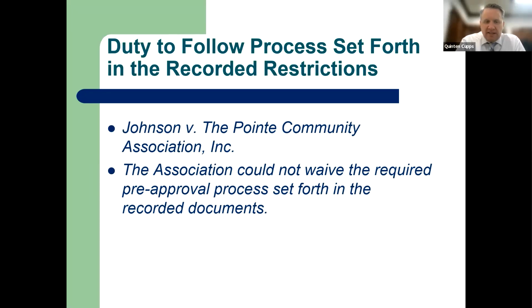So, as it says here, the association could not waive the process set forth in the documents. And so the Johnsons prevailed on this particular case. It's just one example of what could happen. This is kind of that worst case scenario, where you actually get a lawsuit filed and it goes to the Court of Appeals, where I'm sure a lot of money was spent.